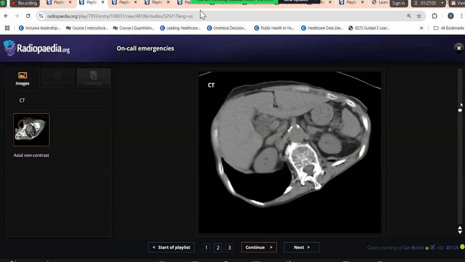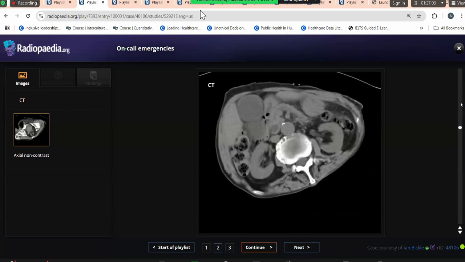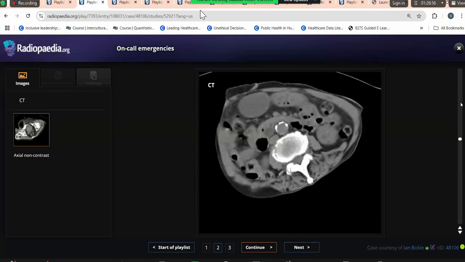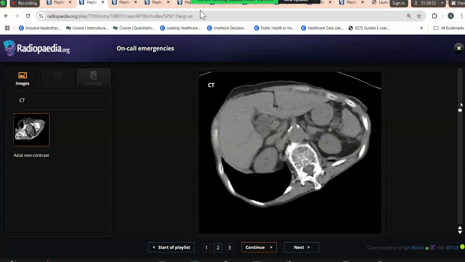In the abdomen, I can appreciate a mildly distended gallbladder, dilated common bile duct.